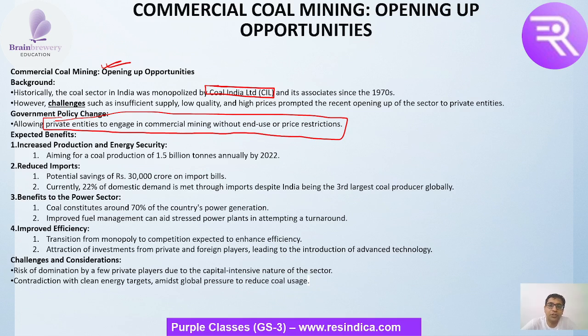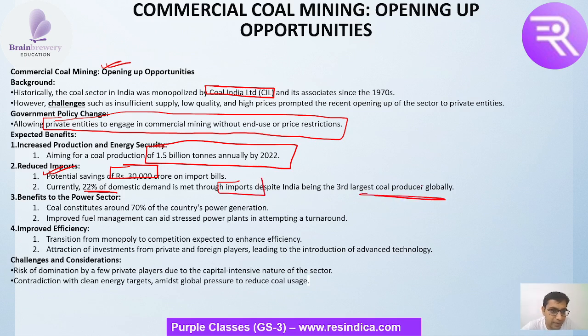So based on commercial coal mining, the government has set the target that at least 1.5 billion tons annually we have to generate. So what is it going to support? It will potentially save 30,000 crore rupees of import bill, and 22% of the demand is met through imports. India is the third largest coal producer globally. Okay, right?